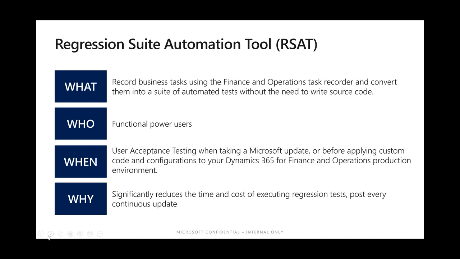Now, why this tool? Essentially, with the number of regression testing cycles that we were talking about a while ago, that's about 4 in the world of version 10 or in the world of continuous updates. The manual effort required to test after uptaking every continuous update can be significantly reduced, both the time and the cost of executing those regression tests, by utilizing RSAT.